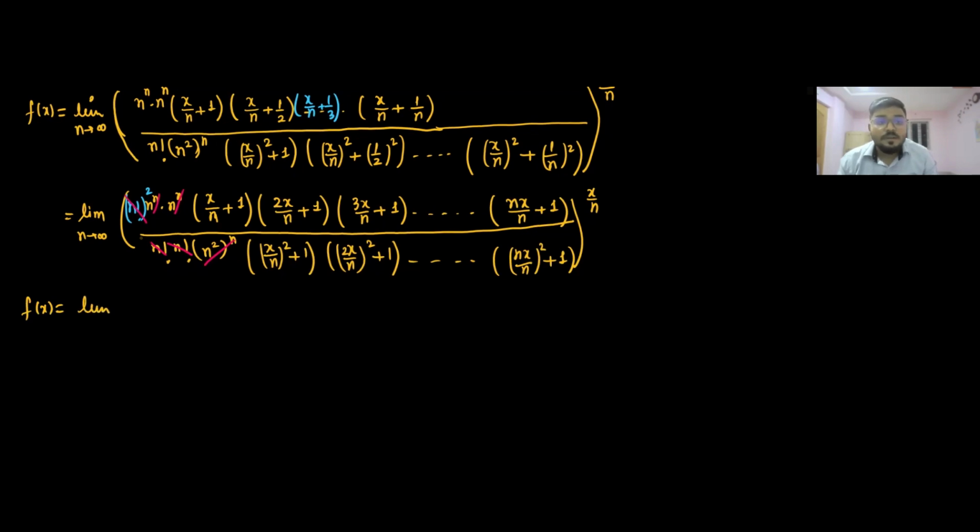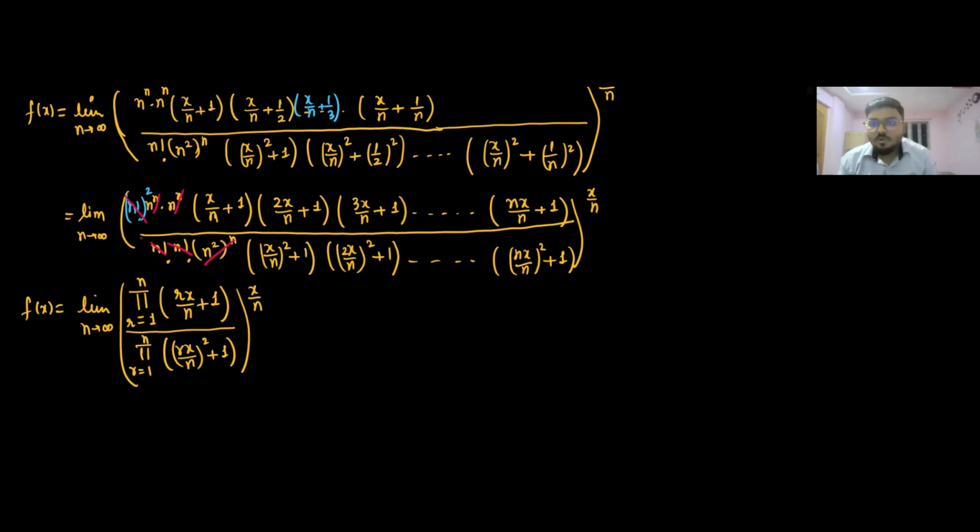f(x) equal to limit n tending to infinity, and the expression now is in the kind of form which we are expecting. So I'll write it as product of (rx by n plus 1), where this value of r starts from 1 and is till n, and divided by the product of ((rx by n) whole square plus 1), and here also the value of r starts from 1 till n, and whole we have raised to the power x by n.